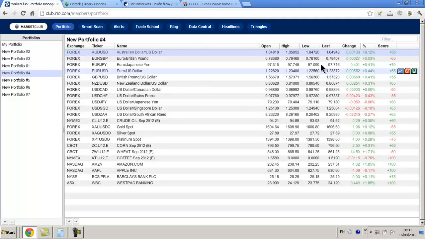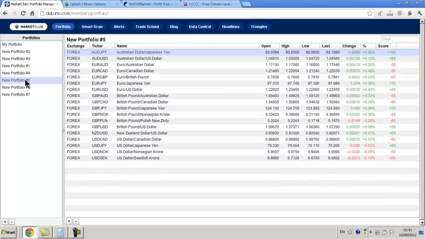This one here, let's see, what have I got in there? I've got coffee coming up later. This is my Bank to Binary account. Apple coming up, and Westpac Banking. Okay, that's an Australian company on the ASX. Nice plus 100. So this is the reason why we have different accounts.